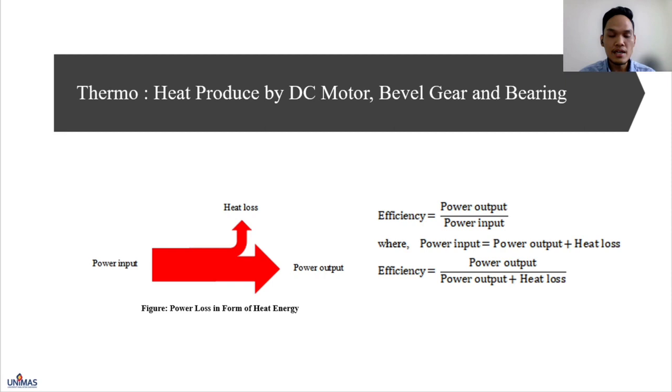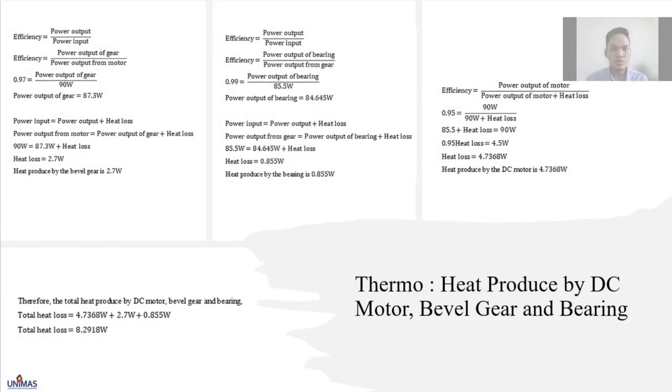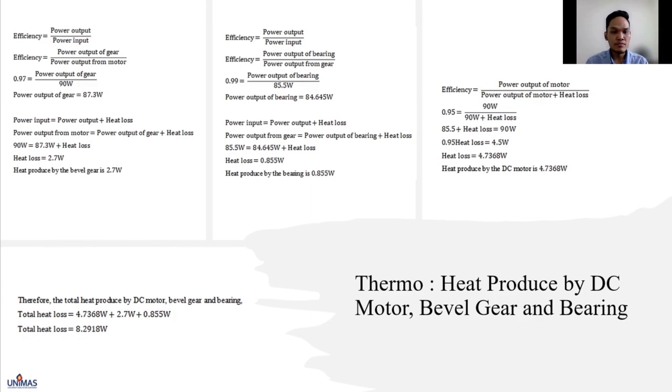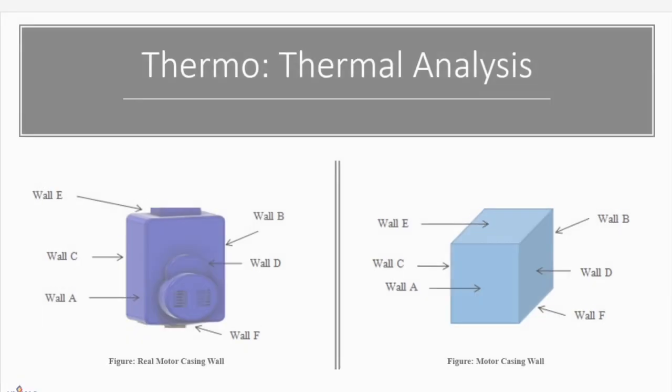So this is the thermal part of our project. Firstly, we calculate the heat produced by the DC motor, bevel gear, and the bearing, which are the components inside the motor casing. We use the formula of efficiency to obtain the heat loss, which is also the heat produced by the DC motor, as shown in the figure. The total heat produced is 8.2918 watts.